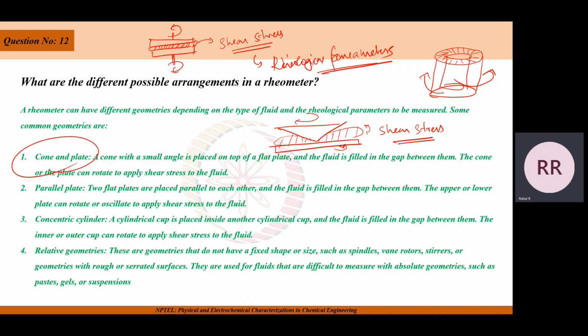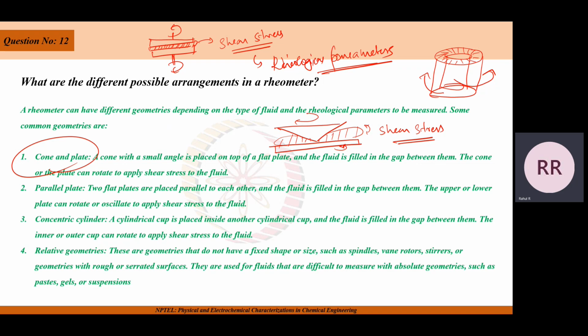The next arrangement is relative geometries. For example, if we have certain materials which have very different kinds of texture, for example paste, gel, or some other kind of suspension, which is difficult to measure in any of the above stated techniques, people go for these relative geometries. In the relative geometry, there won't be a fixed shape or size. For example, spindles, vane rotors, stirrers, or geometry with rough or serrated surfaces. People go for these kinds of apparatus if they have to measure the rheological parameters of paste, gels, or other suspensions.